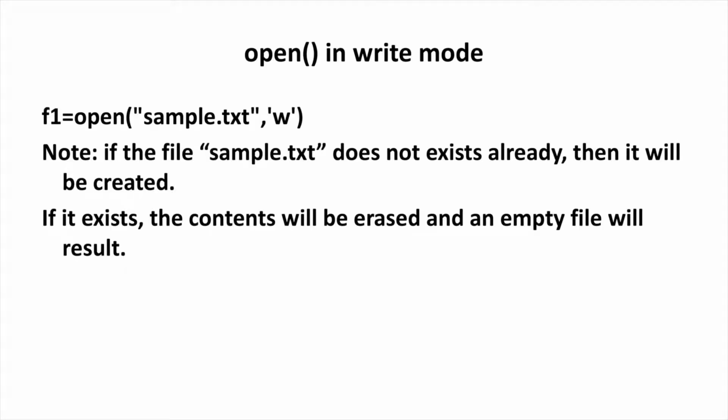Notice the console. Here you can see how to open a file in write mode. We have opened a file called sample.txt in write mode by mentioning the mode as W. If the file sample.txt does not exist already, then it will be created. If it exists, then the contents will be erased and an empty file will result. As you have seen, opening a file in writing mode will create an empty file. Now, we have to write some contents into the file.